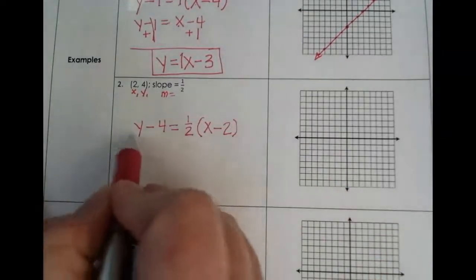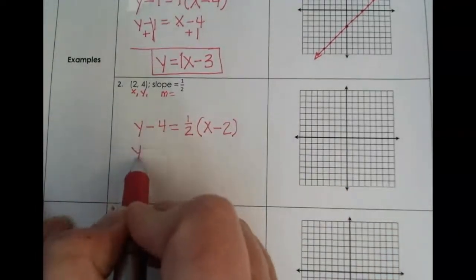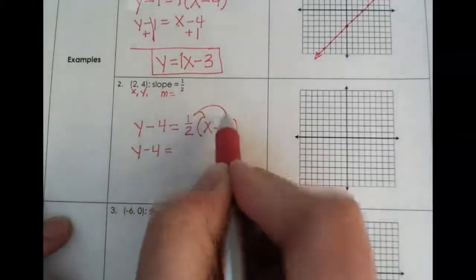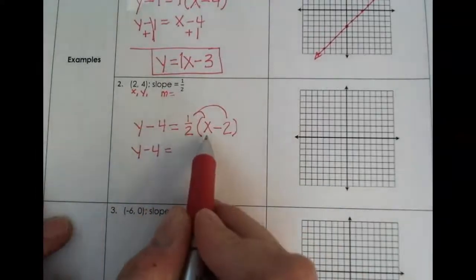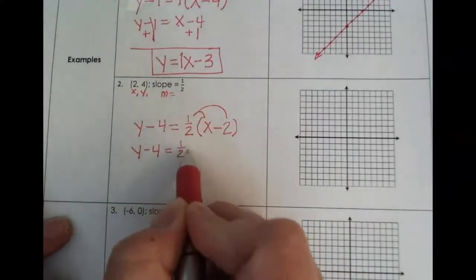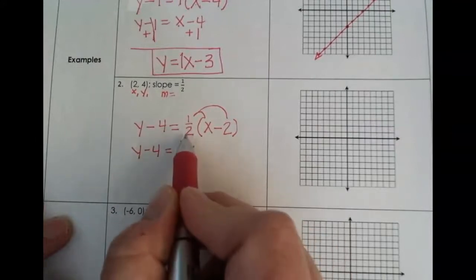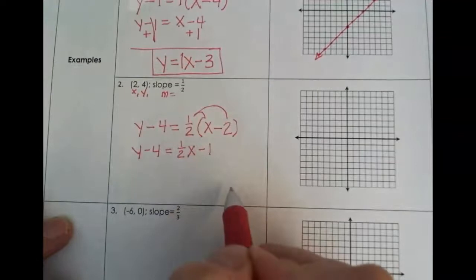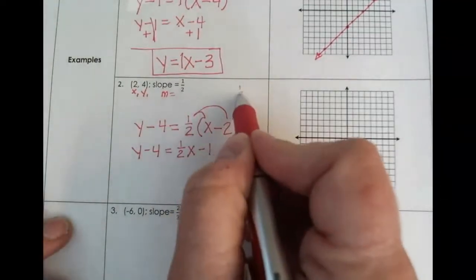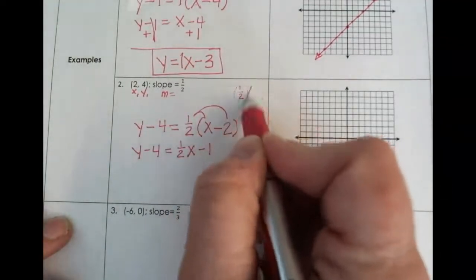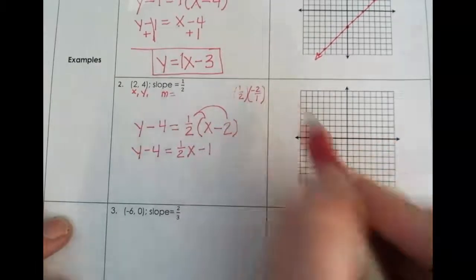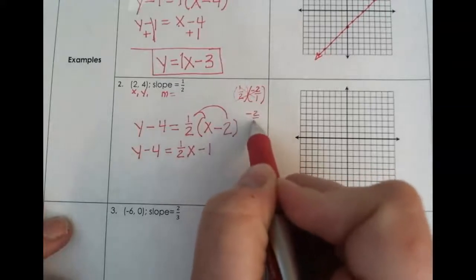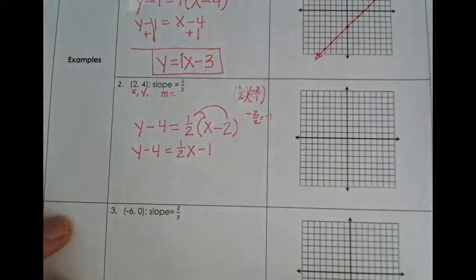Alright, so let's start working. We've got to start simplifying. We can't do anything on the left yet. We're going to distribute the 1/2 through. So 1/2 times x is 1/2 x. And 1/2 times negative 2 becomes negative 1, because if you look at it, 1/2 times negative 2, which is really over 1, you'll get negative 2 over 2, which simplifies to a negative 1.